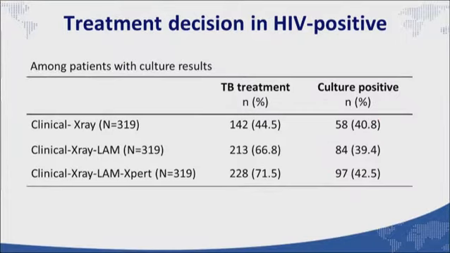So here is the cohort of HIV positive patients with symptoms of TB. Again, among patients with culture results, through clinical exam and X-ray, 142 patients were started on treatment, and among them, 41% were culture positive. When LAM was added, the number of patients went up to 213, and when Xpert was added, the number of patients went up to 228.